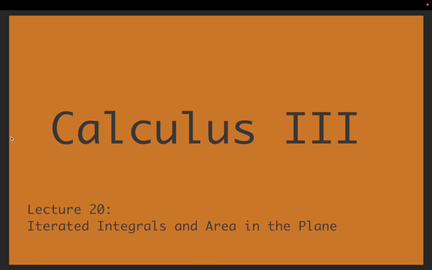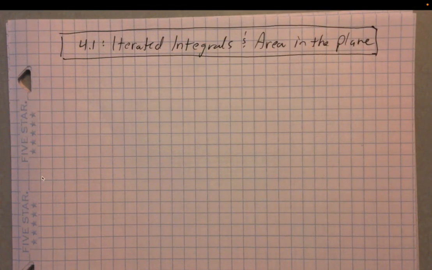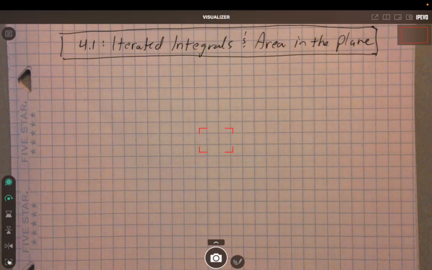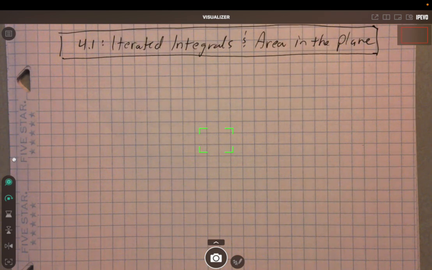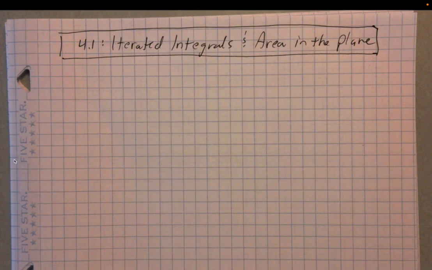Okay, so let's jump into that. We'll call this section 4.1, the last section of Calc 3, section 4: Iterated Integrals and Area in the plane. We're first going to discuss a different way to calculate area in the plane using multiple integrals. Let's get loosened up, and we'll start with some interesting facts.